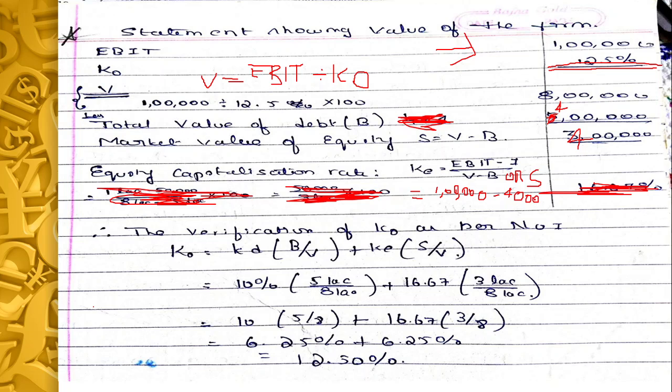How did you get this 40,000? You have 4 lakhs of debt and the rate of debt is 10%. That is how you got 40,000. And whether it is S or V minus B, it is one and the same. Did we have a formula which said S is equal to V minus B? Yes, Raksha and Kirtana, what is the doubt there?